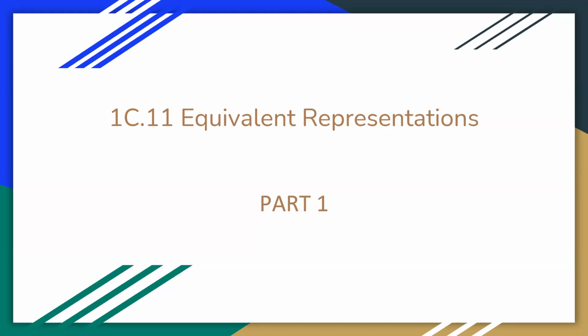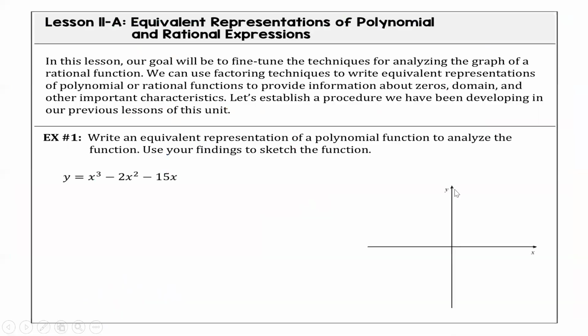Okay. All right. So we are on part one of this. And again, it's going to feel a little bit repetitive from unit 1B, just because it's supposed to be building on from that and being in equivalent form. So basically our goal here will be to fine tune our techniques for analyzing graphs, mainly rational functions, and to reiterate our factoring techniques, making sure we're comfortable with analysis. So finding zeros, stating domains, stating the range.